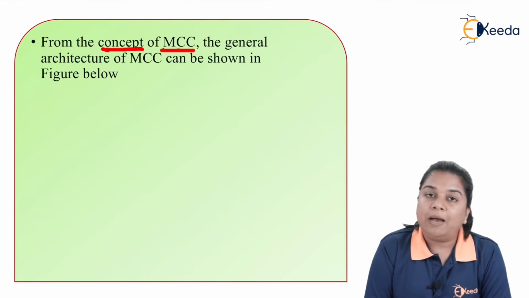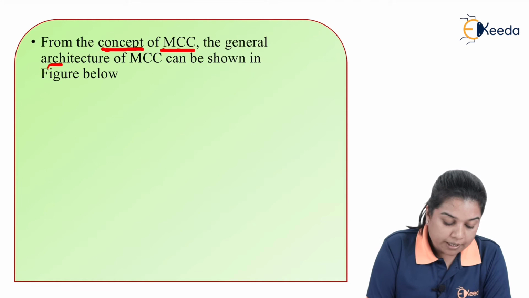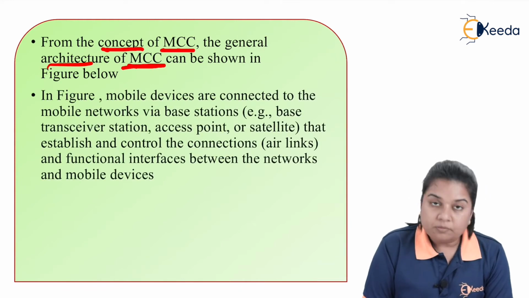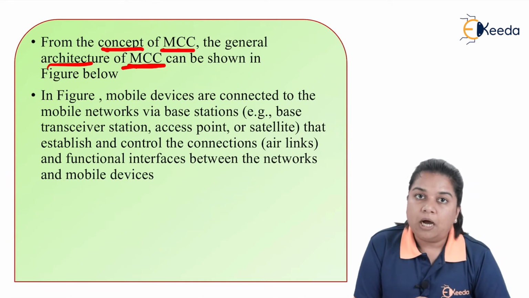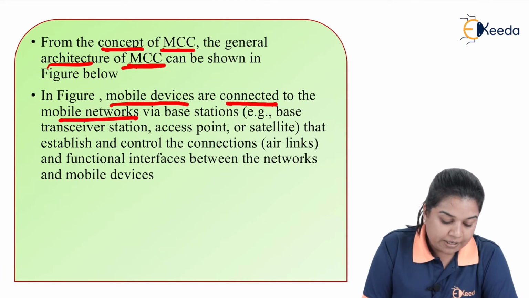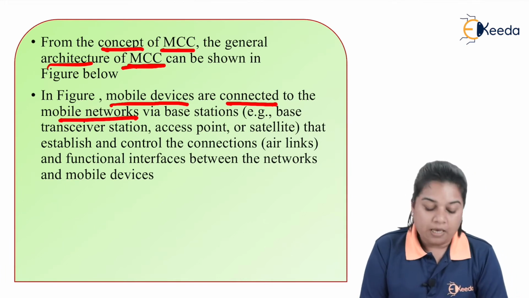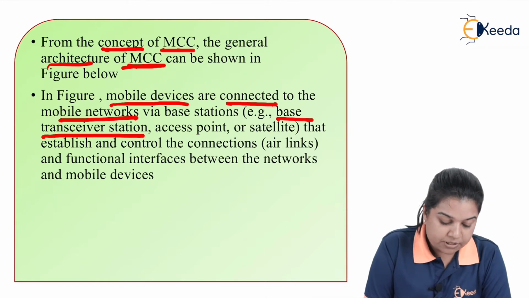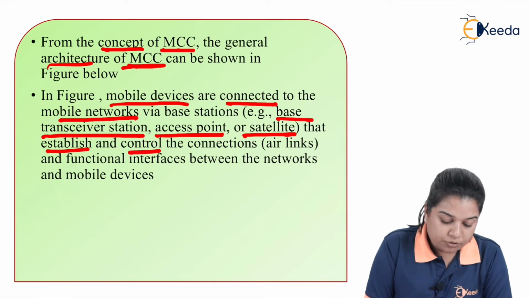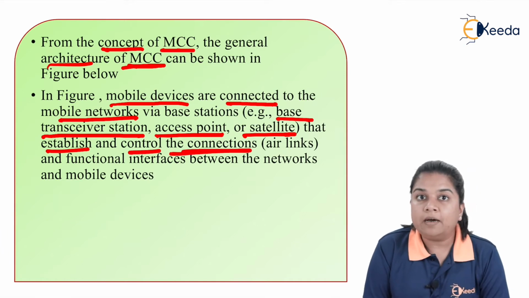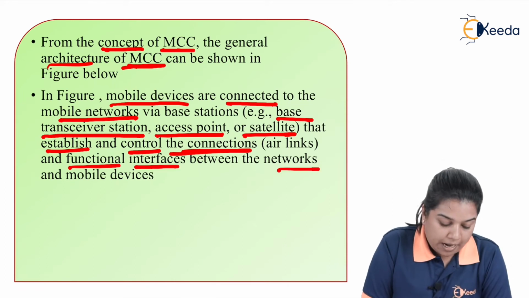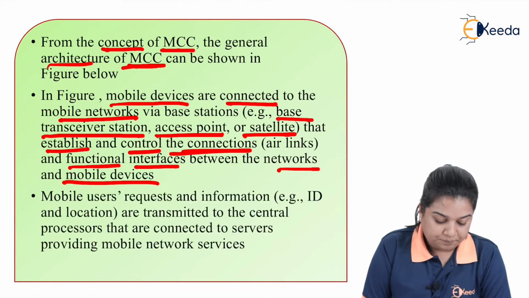From the concept of mobile cloud computing, the general architecture of mobile cloud computing can be shown in the figure. In the figure, which we will be discussing for the architecture of mobile cloud, mobile devices are connected to the mobile networks via base stations, for example, base transceiver station, access point, or the satellite that establish the connections called air links and functional interfaces between the networks and mobile devices.